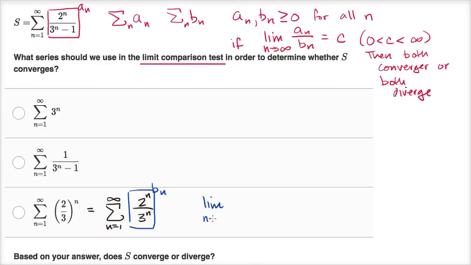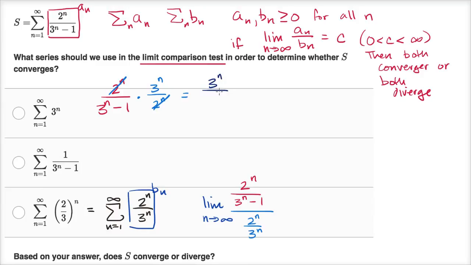And so let's find the limit as n approaches infinity of A sub n, which is 2 to the nth power over 3 to the n minus 1, over B sub n, which is 2 to the nth over 3 to the nth. Let me do a little algebraic manipulation here. This is the same thing as 2 to the nth over 3 to the n minus 1 times 3 to the n over 2 to the n. Divide the numerator and denominator by 2 to the n. Those cancel out.